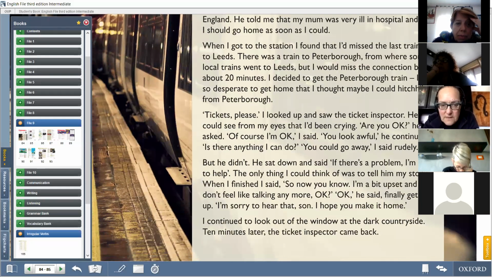Ticket, please. I looked up and saw the ticket inspector. He could see from my eyes that I'd been crying. "Are you okay?" he asked. "Of course I'm okay," I said. "You look awful," he continued. "Is there anything I can do?" "You could go away," I said rudely. Rudely, yes.